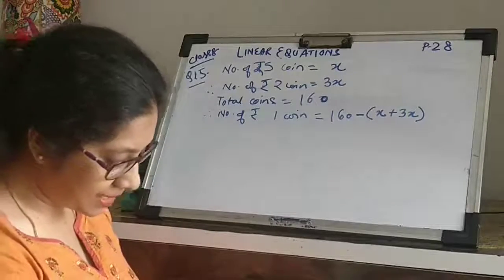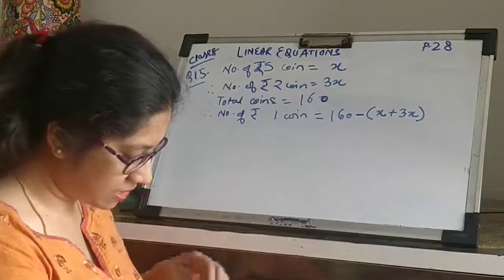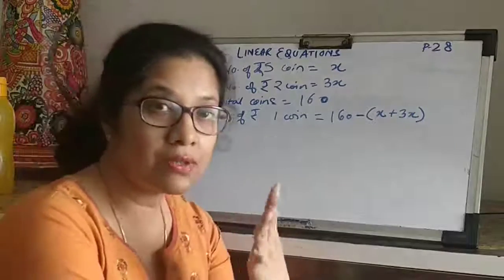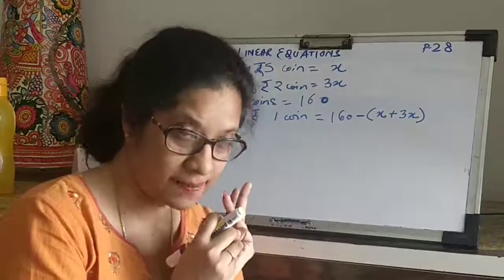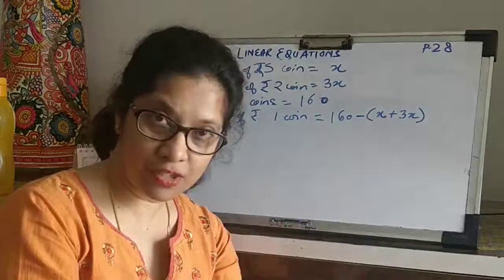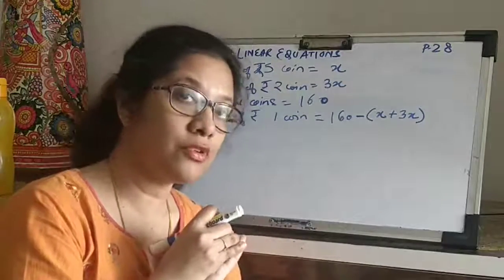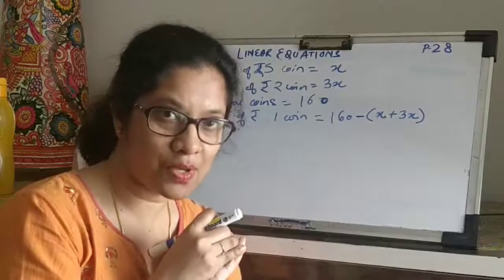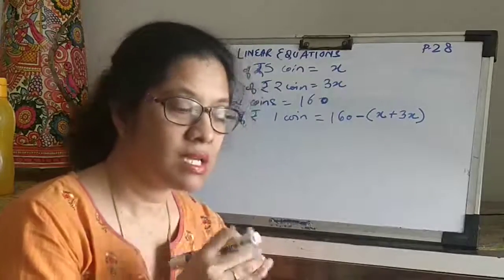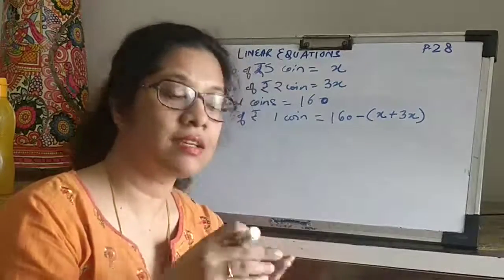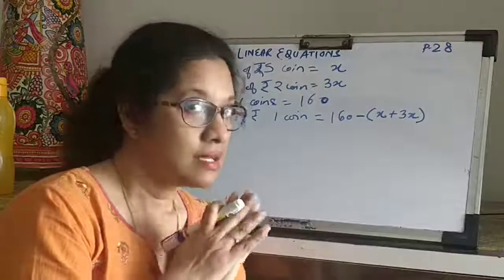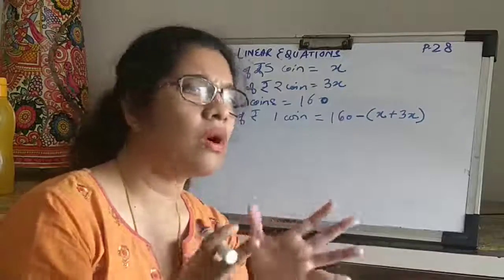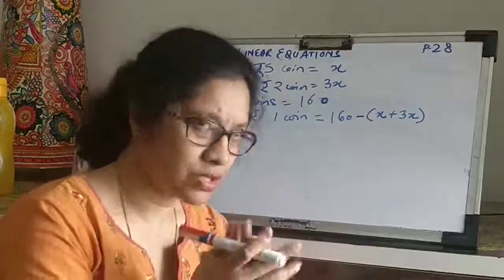So, let's break down the different pieces of information given to us. What is given to us? The total number of coins that I have, which is 160. Another piece of information is that the number of 2 rupee coins is 3 times the number of 5 rupee coins. And what else is given to me? The total amount that I have. Now let's try to use all of these to get to an equation.